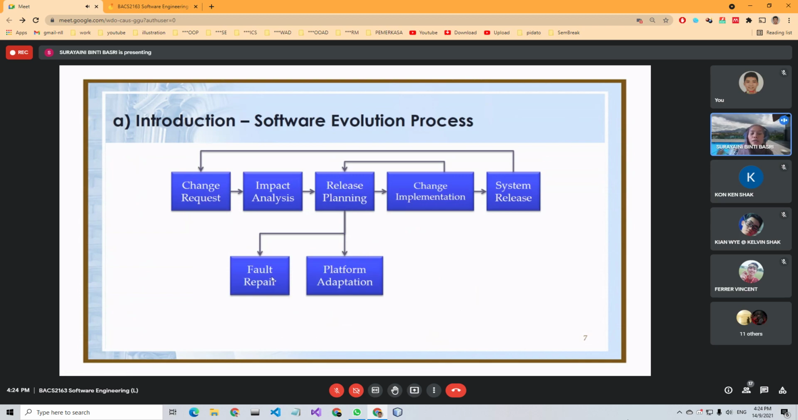So yeah, the example here is platform adaptations. Or system enhancements. System enhancements will depend. Either it is just a small feature, or maybe it's major. Maybe one big module will be added. So yeah, it will need to be planned during the release planning before the implementation is done.